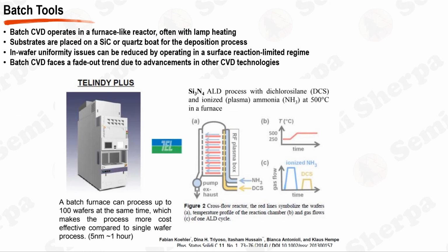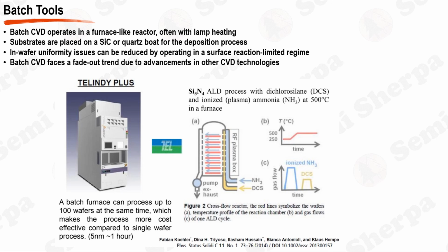Chemical vapor deposition, CVD, is a versatile technique for the production of high-quality thin films and coatings. Among the different types of CVD, batch CVD has long been an established process, especially for large-scale industrial production of thin films. Batch CVD is typically performed in a furnace-like setup, often referred to as a hot wall or quartz dome reactor. This reactor is equipped with heating elements, such as lamps or resistance heaters, that provide the necessary thermal energy for the reactions to occur.